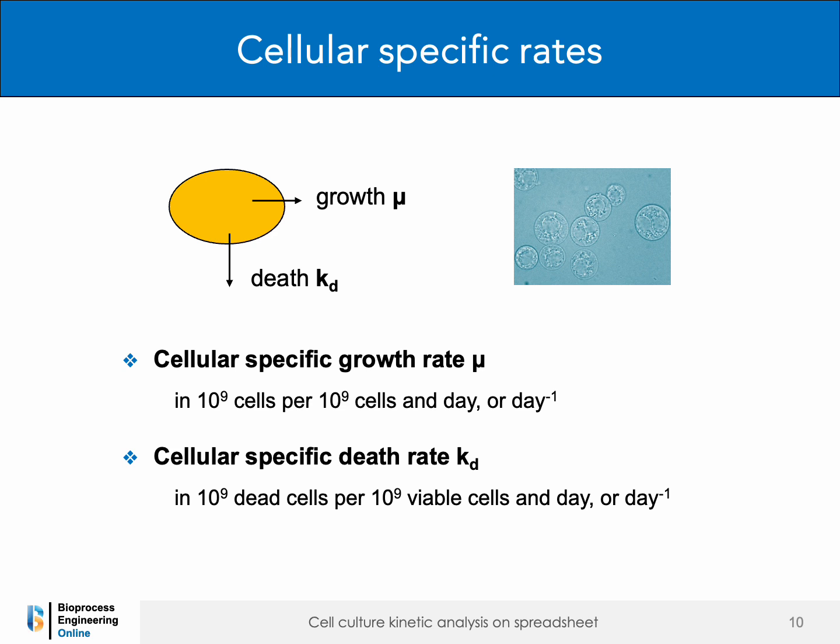When analyzing the kinetics of cell cultures, 2 types of rates are determined. First, the cellular specific rates. These rates characterize the metabolic activity of cells during the culture. For growing cells, the specific rates to determine are the specific rate of growth, mu, measured in 10^9 cells per 10^9 cells and per day, or day^-1, and the specific rate of cell death, Kd, measured in 10^9 dead cells per 10^9 viable cells and per day, or day^-1.